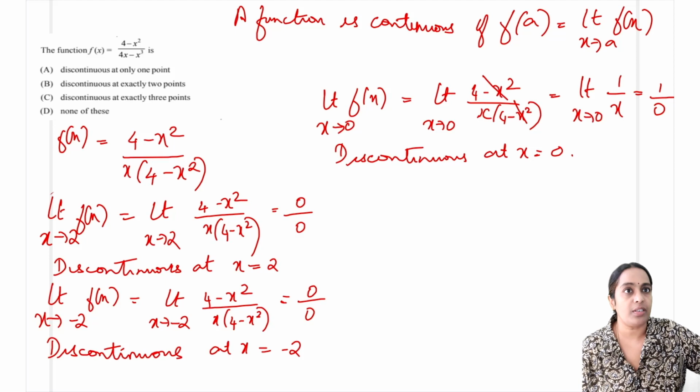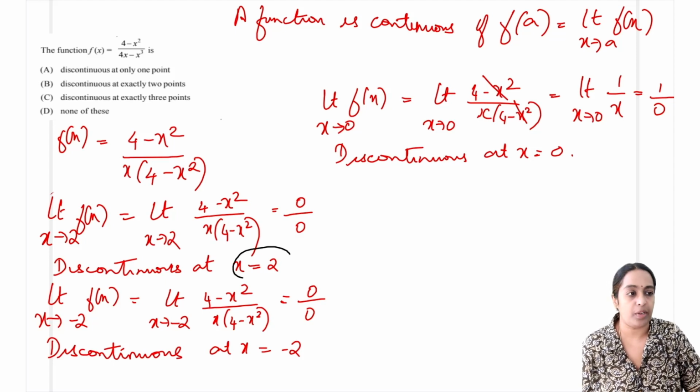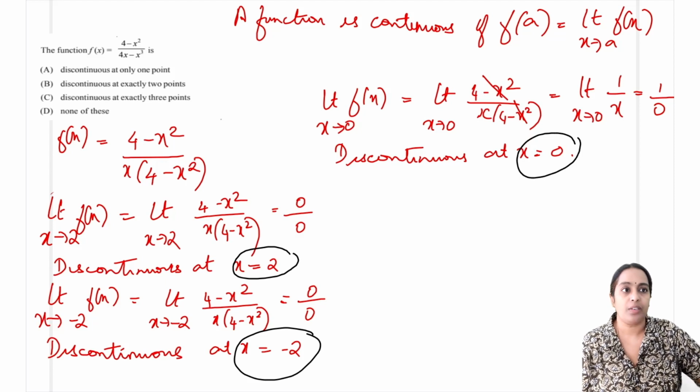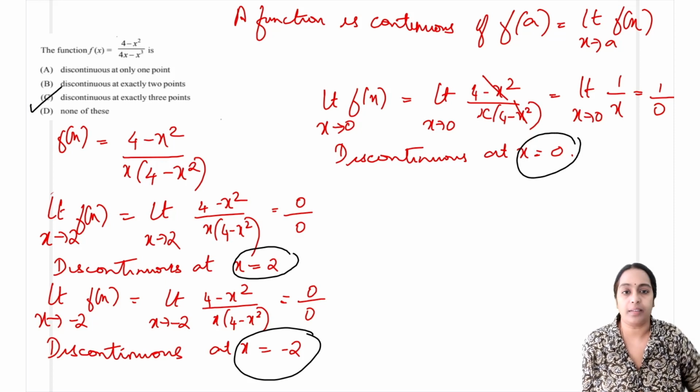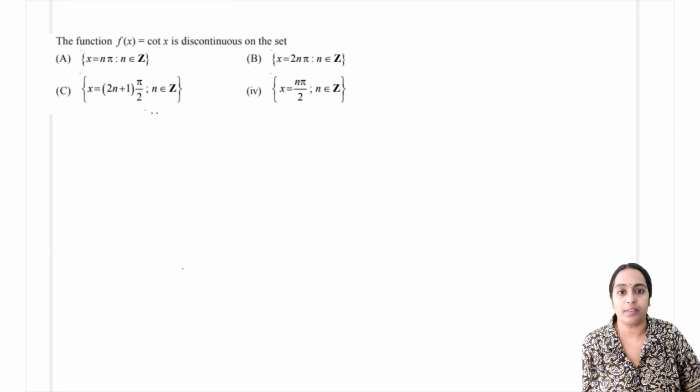So the function is actually discontinuous at the point x is equal to 2, x is equal to minus 2, and also x is equal to 0. So it is discontinuous at exactly 3 points. Moving on to the third question.